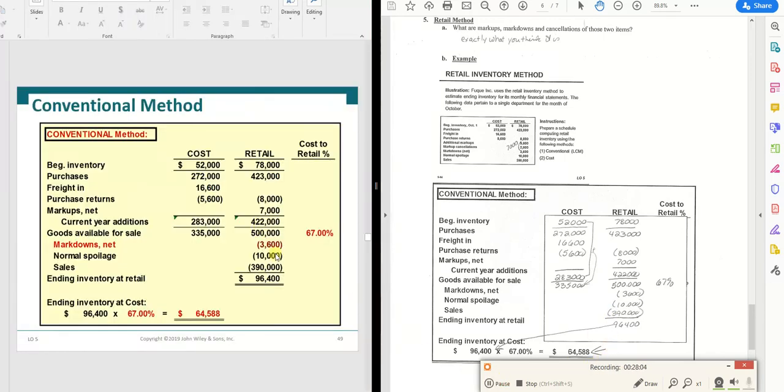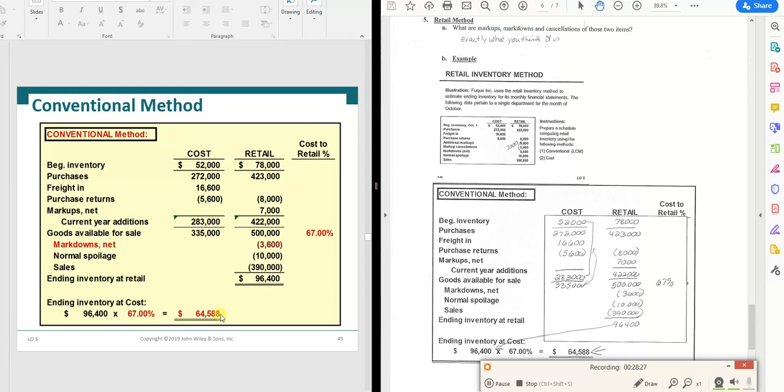So notice that, we take the 500,000, and on it we subtract the markdowns of 10,000 and the sales. I get my ending inventory at retail. I did them side by side above. So I take 67% of that, and I get $64,588.